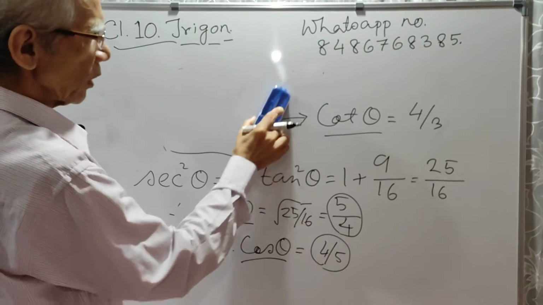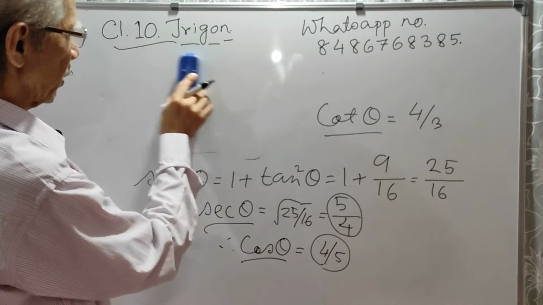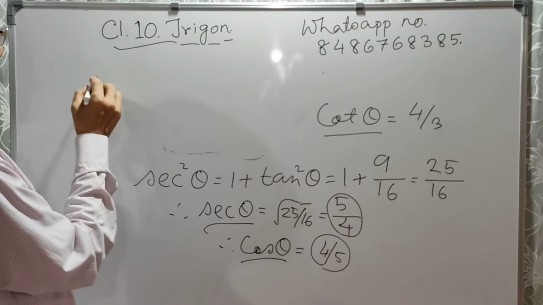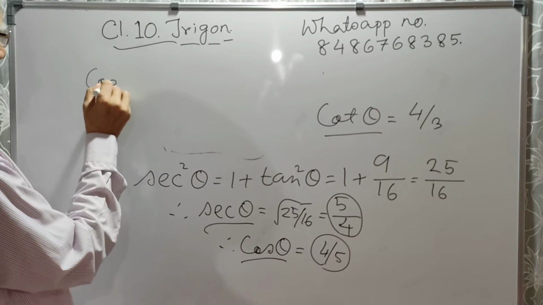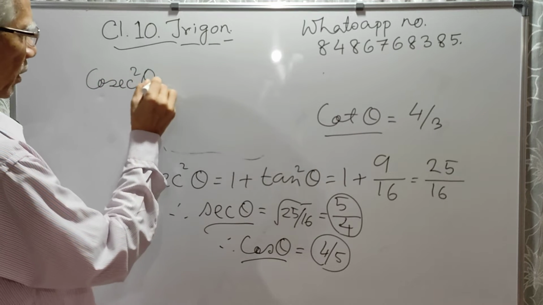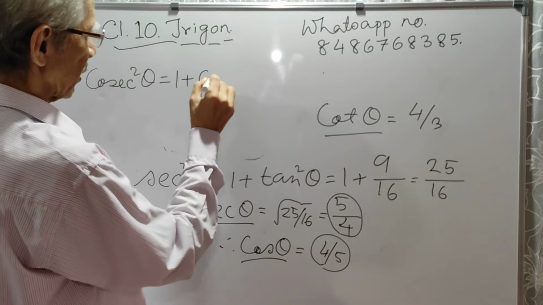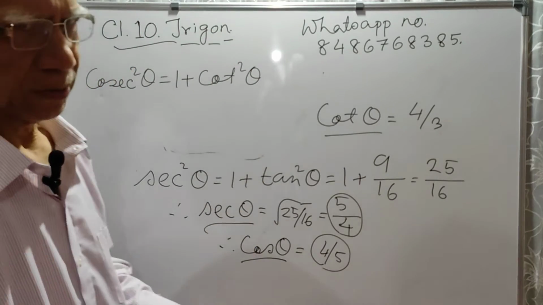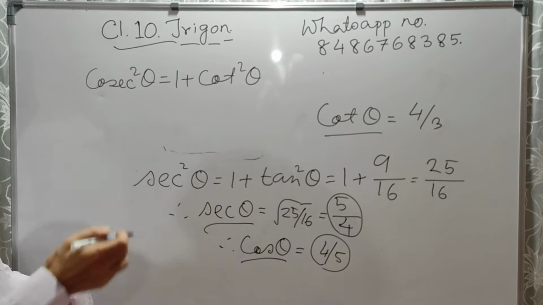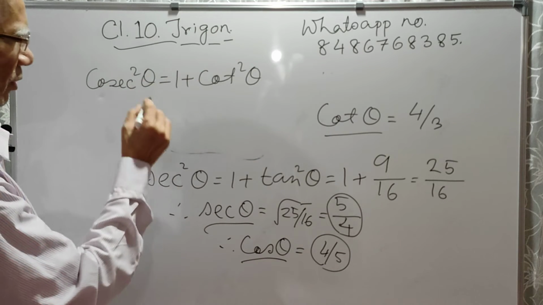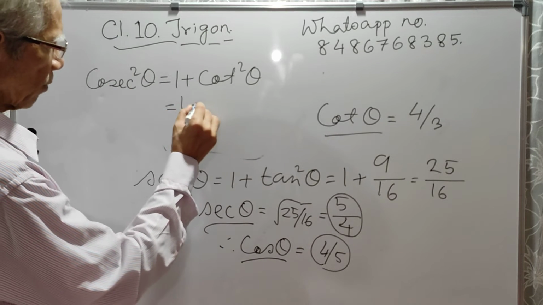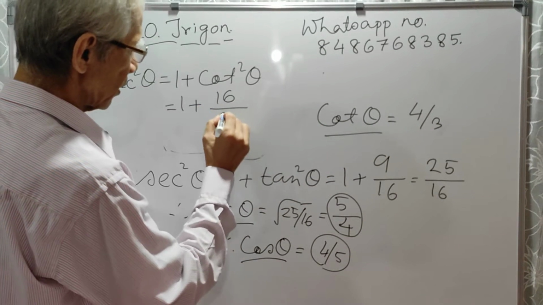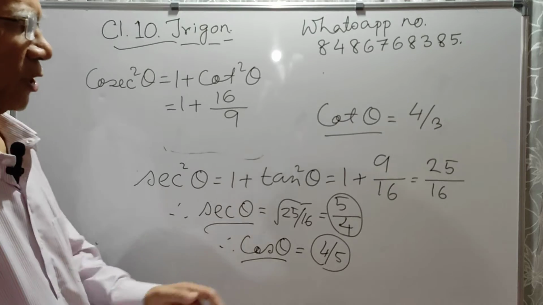So knowing cot, we can find cosec. How? This formula, that is cosec square theta equal to 1 plus cot square theta. All this formula I gave you in my last video. So cosec square equal to 1 plus cot square. Let us put the value. Cot square means what? Cot is 4 by 3.